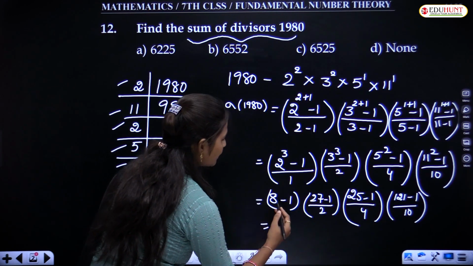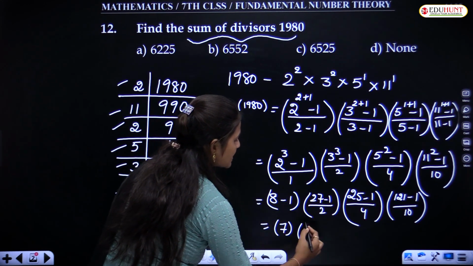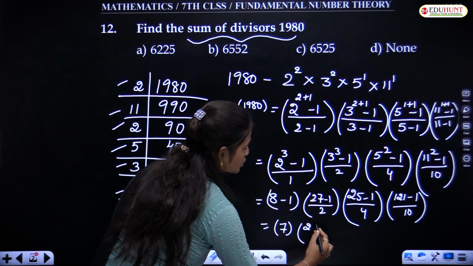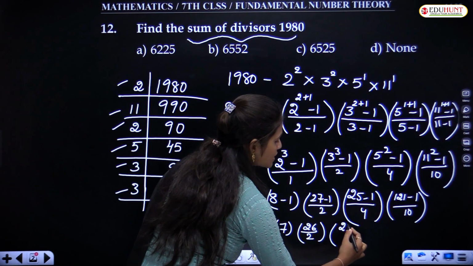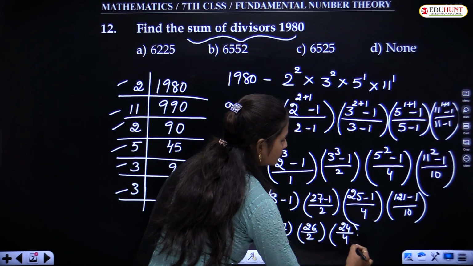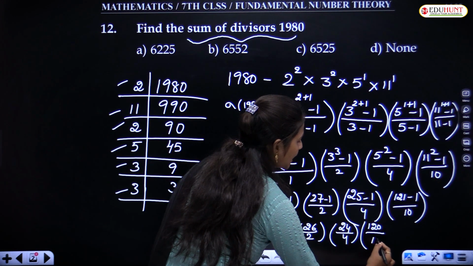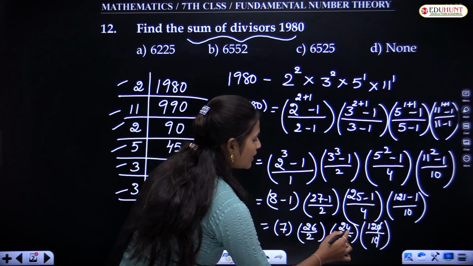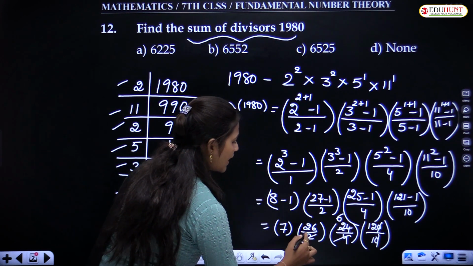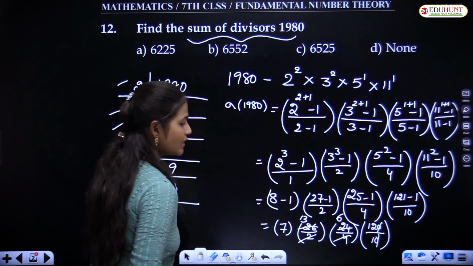Okay. After simplification, 8 minus 1 is 7. Next here 27 minus 1 is 26 whole by 2. Into 25 minus 1 is 24 by 4. Into 121 minus 1 means 120 by 10. Clear? So 0 and 0 get cancelled. Here 4 6s are 24, and 2 cancels 26 by 13 times, and here 7.